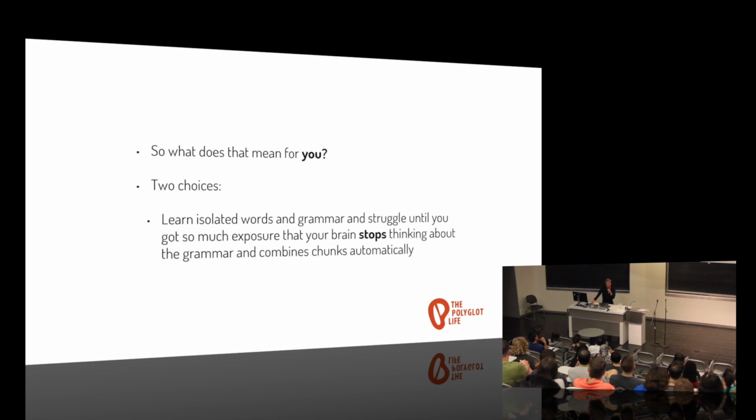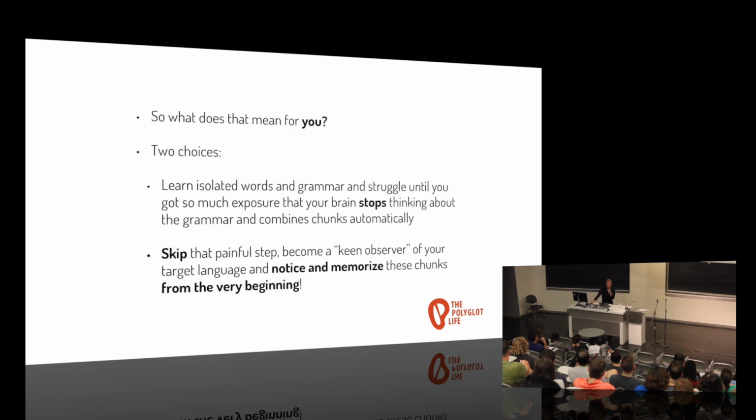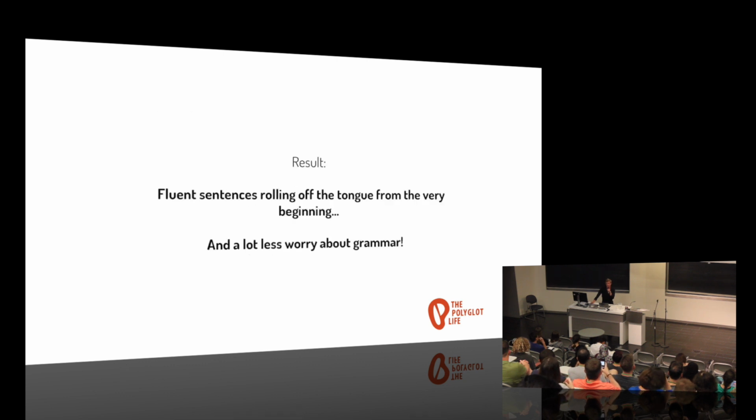Now, luckily, we are all adult language learners, so we know that we can use strategies and tactics to speed up this process and to learn a language much faster. So you can skip that painful step. Don't worry that much about isolated words and grammar rules and become what I call a keen observer of your target language. And notice and memorize these chunks from the very beginning. And if you do that, the result will be fluent sentences rolling off the tongue from the very beginning and a lot less worry about grammar.